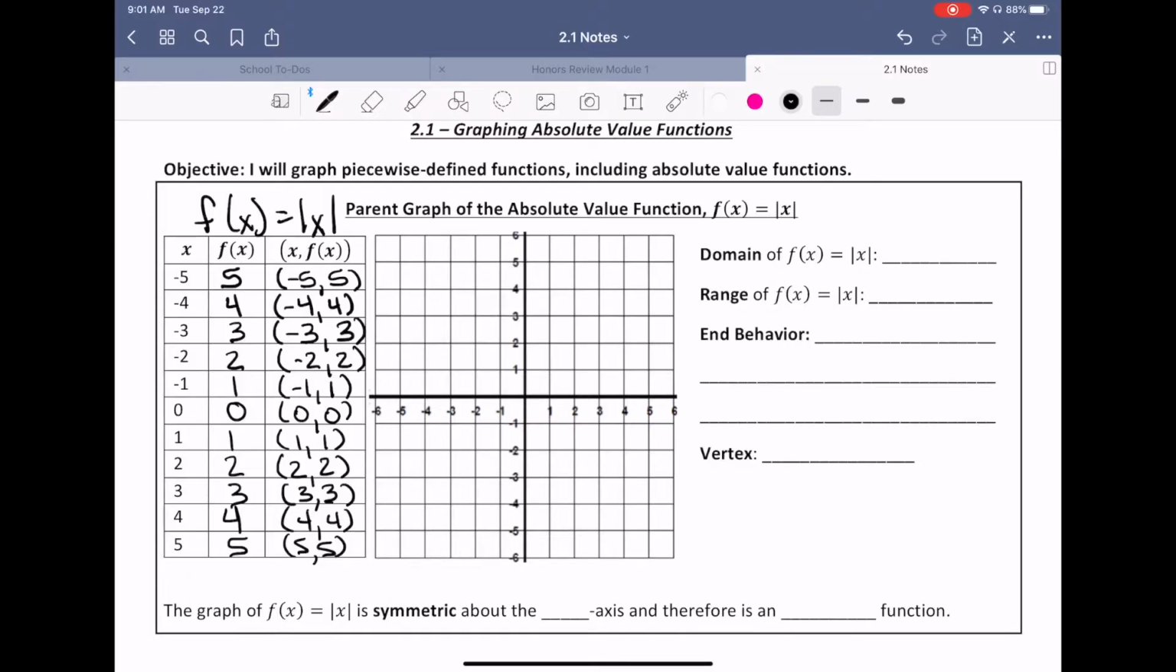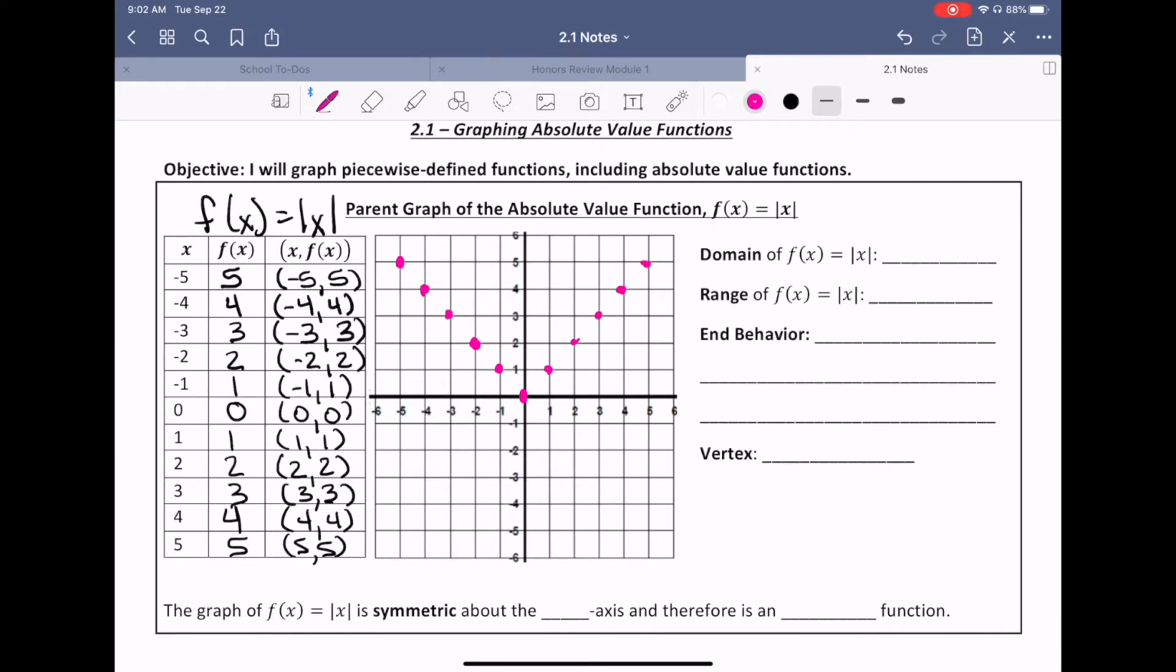All right, you should have your table filled out. You can see I have my coordinate points, and now I'm just going to go ahead and graph those points. Okay, point at -5, 5, point at -4, 4, -3, 3, -2, 2, -1, 1, 0, 0, 1, 1, 2, 2, 3, 3, 4, 4, and 5, 5.